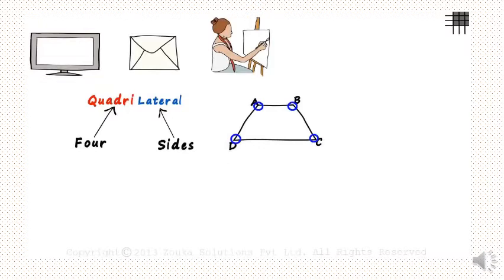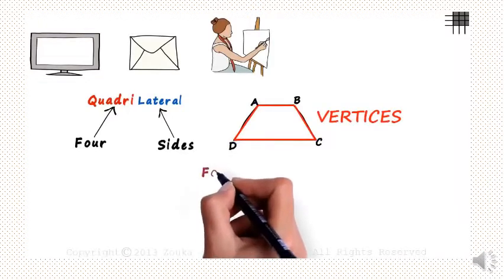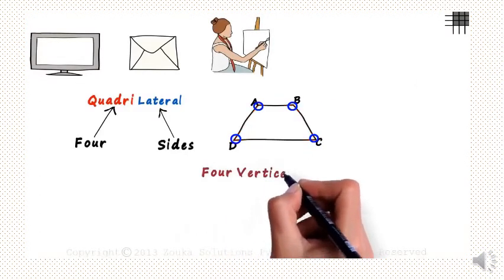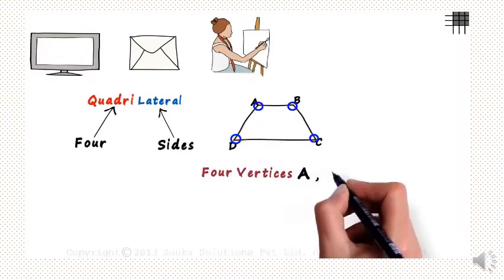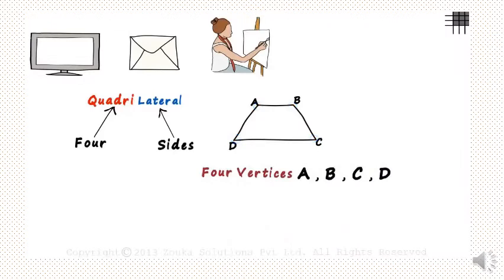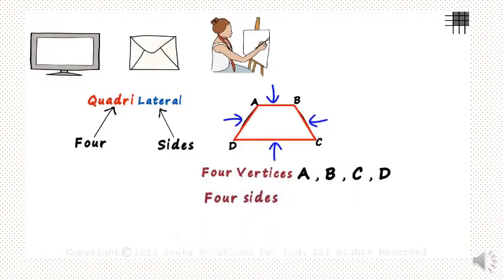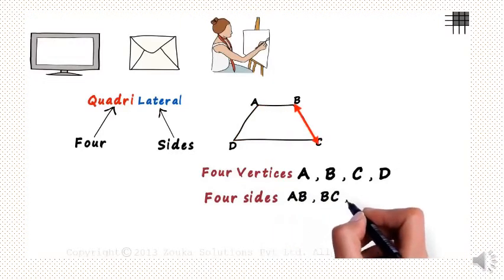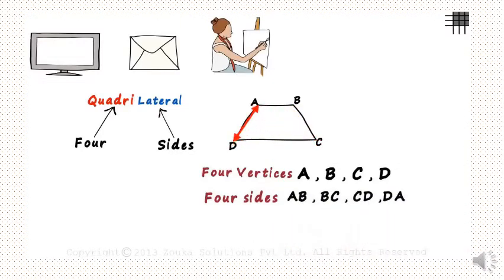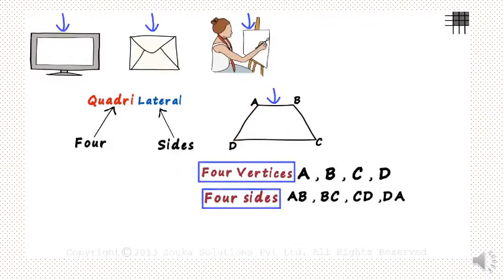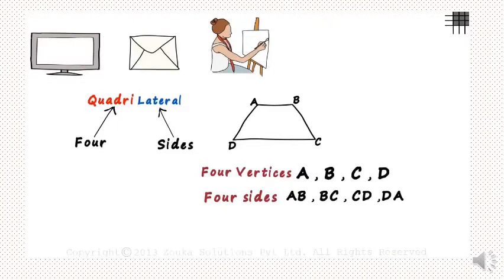These points are called vertices, and a quadrilateral will always have 4 vertices. Each point is called a vertex. A, B, C, and D is a vertex. And as we've already seen, a quadrilateral has 4 sides, and the sides are called AB, BC, CD, and DA. So remember, every quadrilateral has 4 sides and 4 vertices.